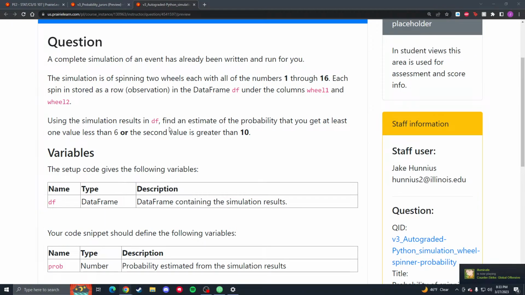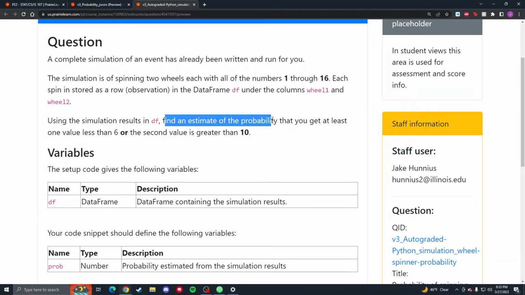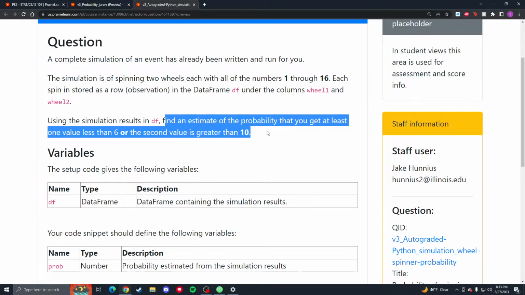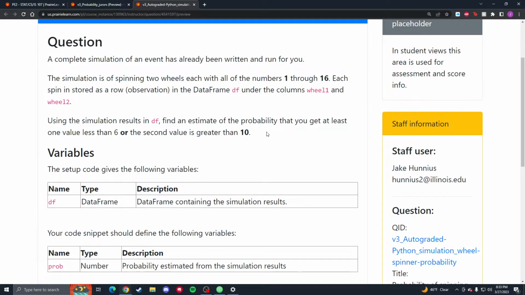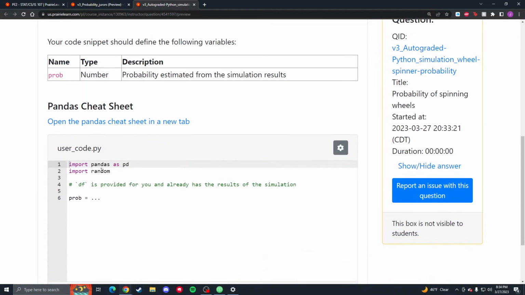Where it says, you find an estimate of the probability that you get at least one value less than 6, or the second value is greater than 10. I think there's a slight delay. I'm going to wait for you guys to answer. Yeah, okay, cool. So, we have a simulation stored in a data frame.